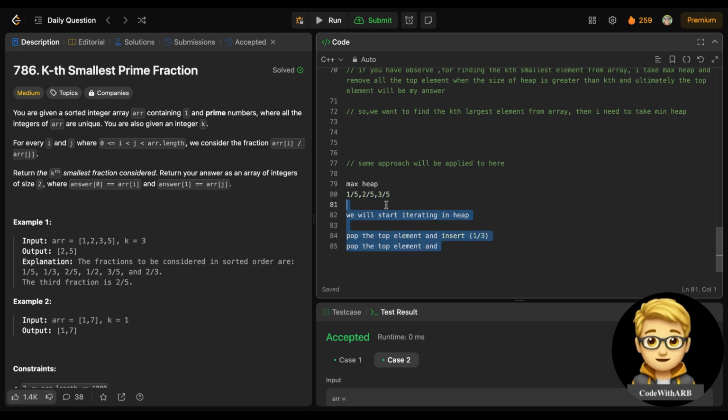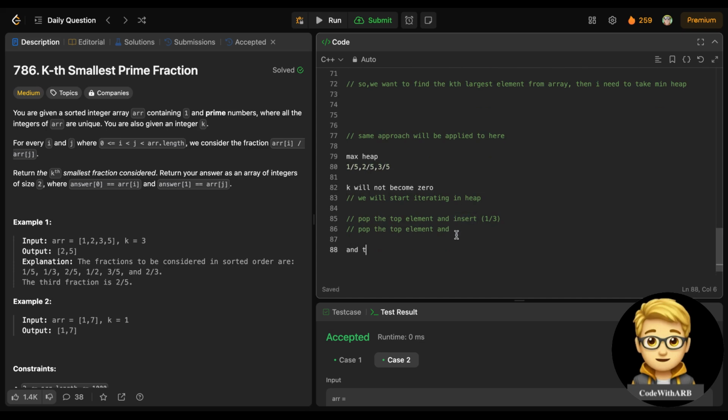So this is how we can do this: pop the top element, decrease the denominator, and if the indexes are not the same, then we can insert it in my priority queue, right? And we will do this until k becomes 0, right?